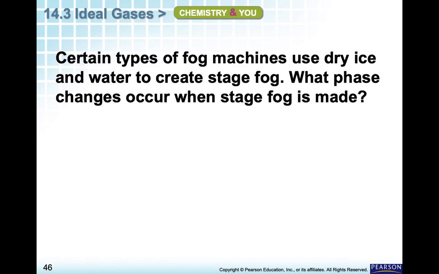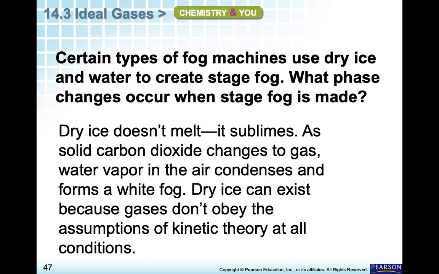Certain types of fog machines use dry ice and water to create stage fog. What phase change occurs when stage fog is made? And that's the dry ice doesn't melt, but it actually sublimes. It goes from the solid to the gas without going through the liquid. And the water vapor in the air condenses to form white fog.